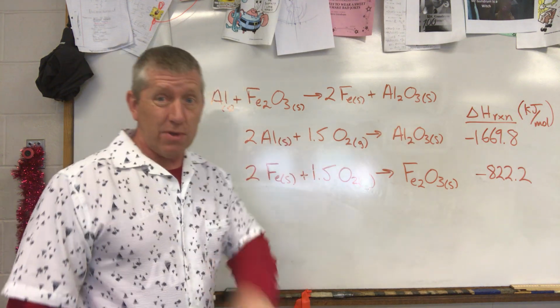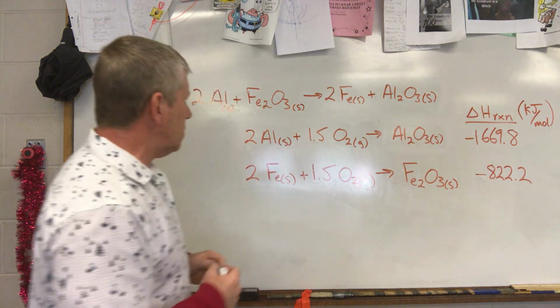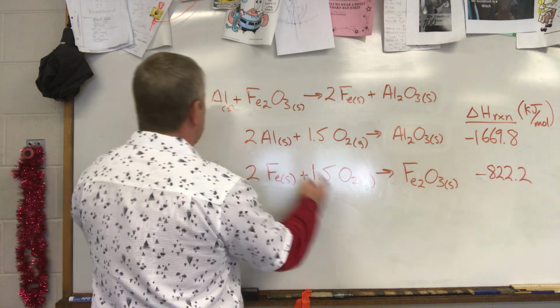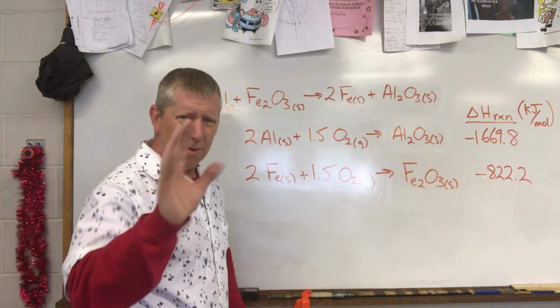So you can check and see those are balanced. Don't worry, the 1.5s are going to cancel out. Okay, you can see that they do cancel out because they're not in the overall reaction, so they must be gone. So don't worry about the 1.5.